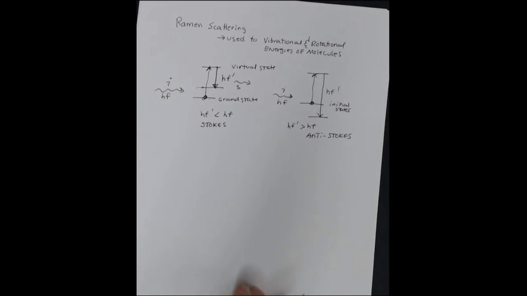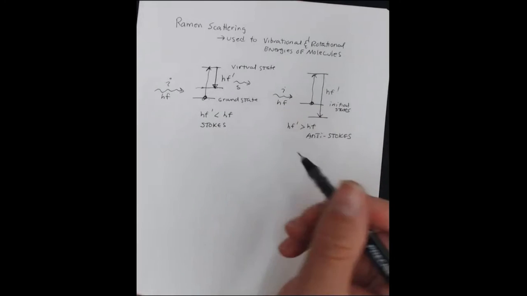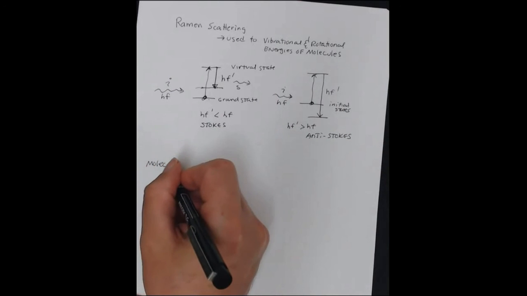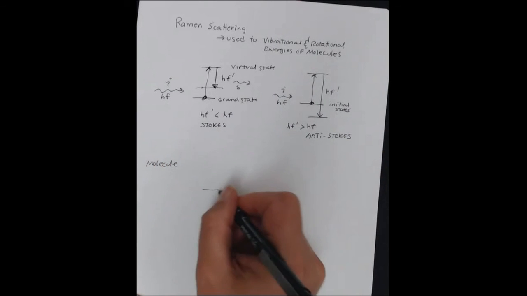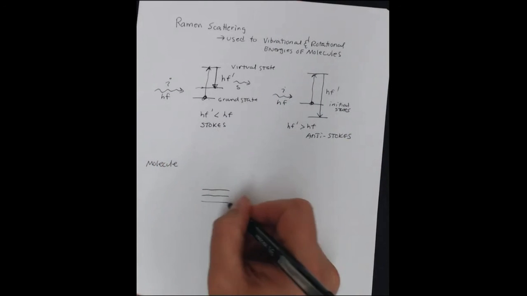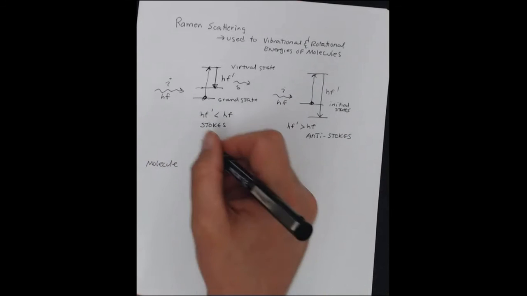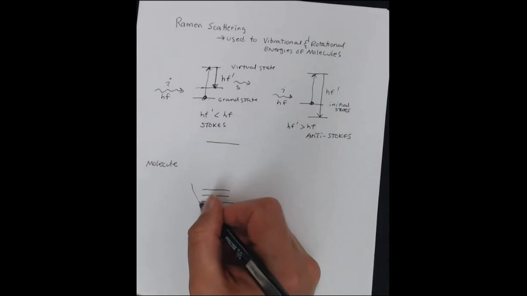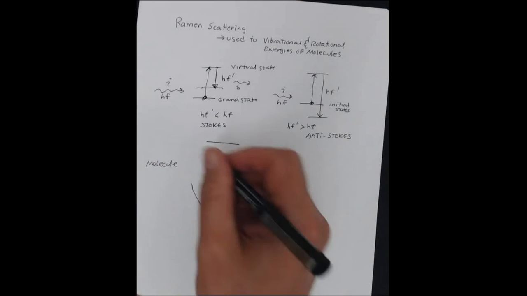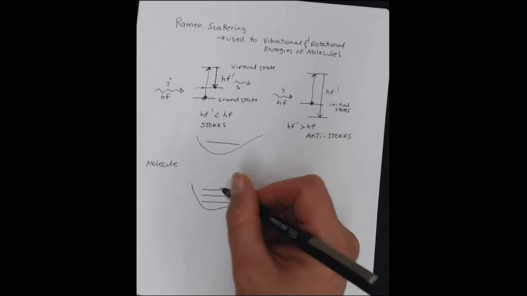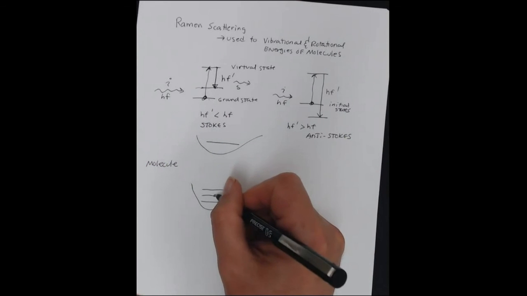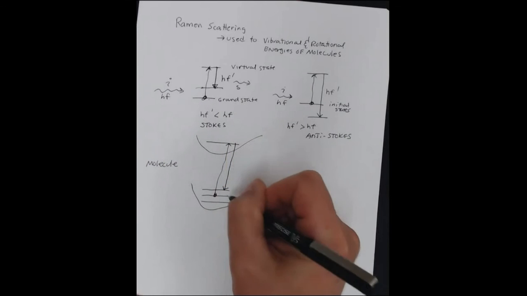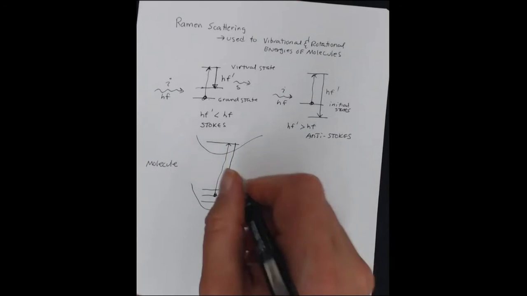So how can this kind of thing occur? It could be that in a molecule, maybe you have rotational states, and then you have some other electronic state up here. Basically you have an electronic state, you have your rotational values, and maybe you have another electronic state up here, and you have an electron right here. It makes a transition up and then makes a transition down to a different rotational state.